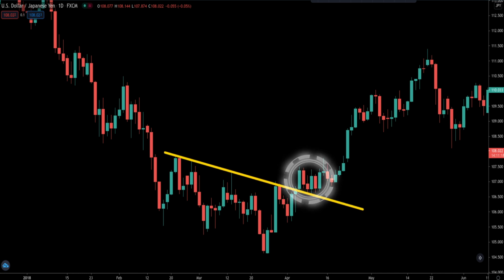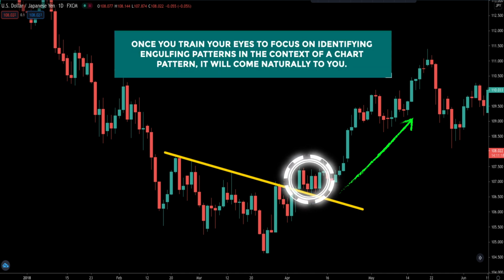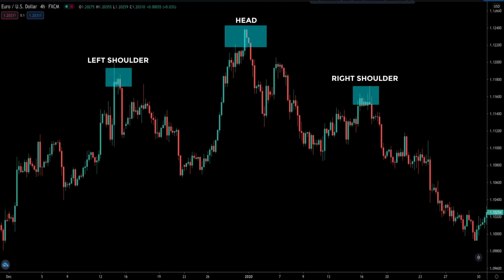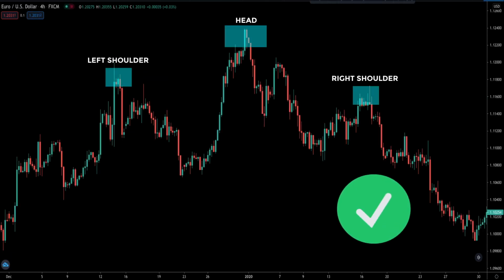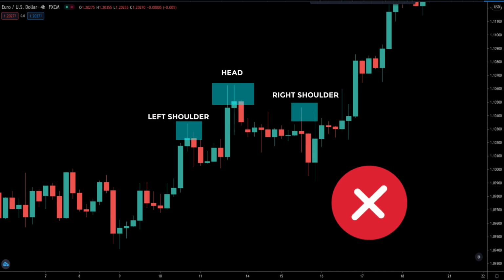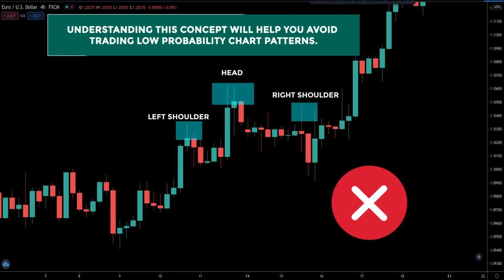Now watch what happens to this currency pair after the price breaks the neckline. Again, this is a good setup. Once you train your eyes to focus on identifying engulfing patterns in the context of a chart pattern, it will come naturally to you. You will be able to effortlessly discern between a high probability setup and a low probability setup. You might find it hard at the start, but believe me, it gets really easy and is definitely worth mastering. Understanding this concept will help you avoid low probability chart patterns.